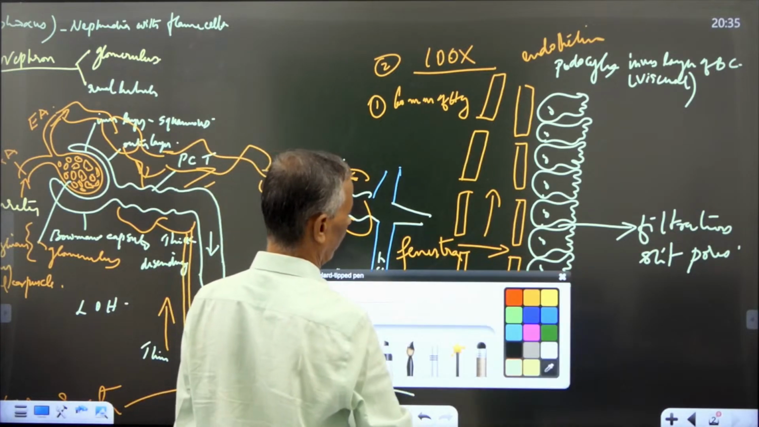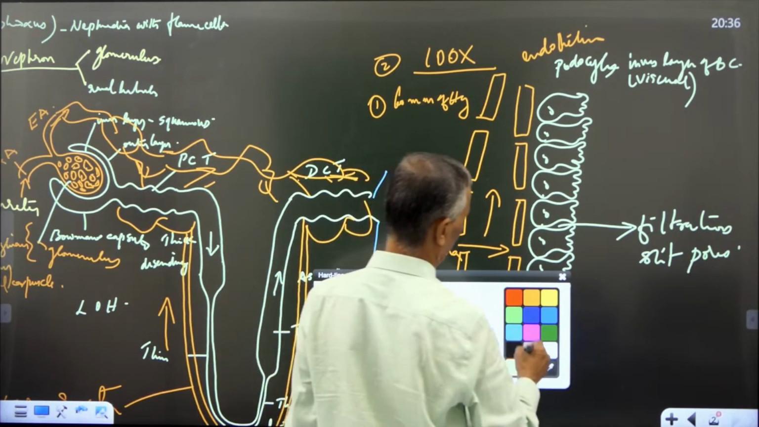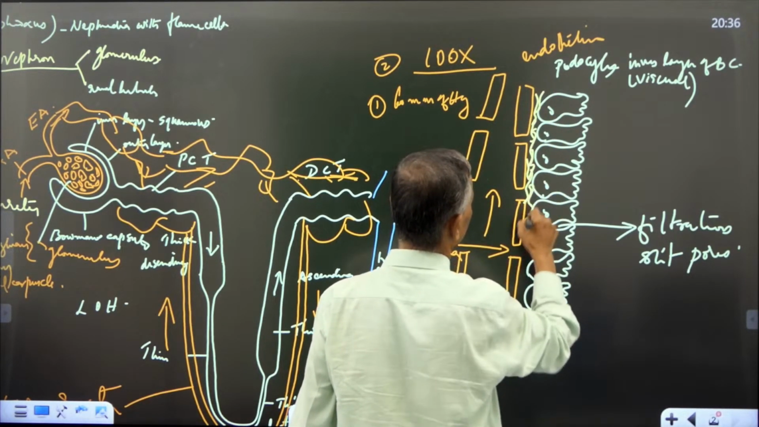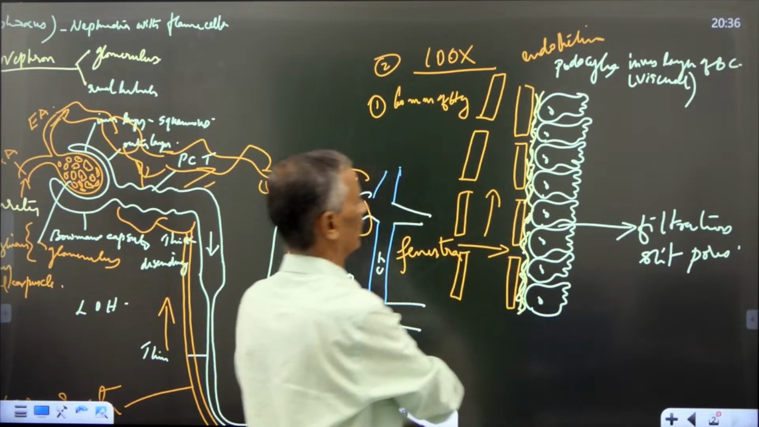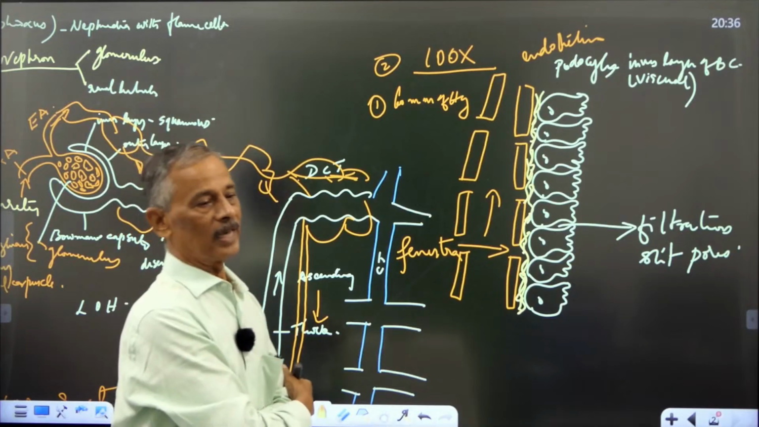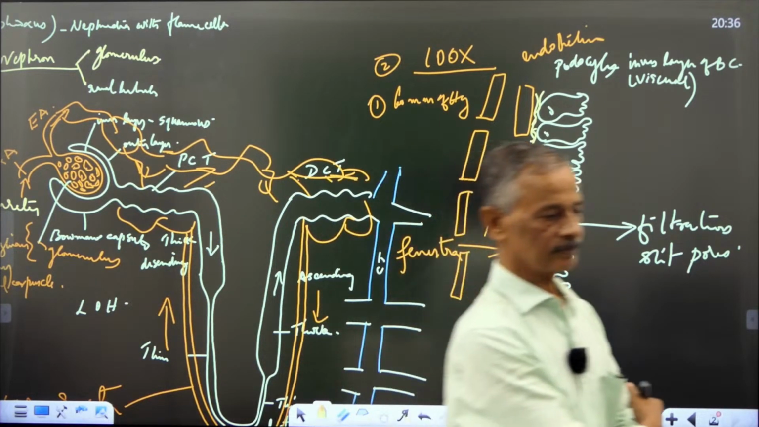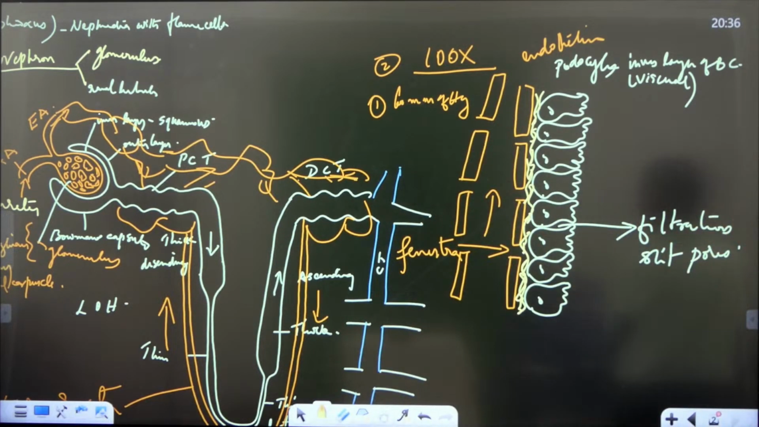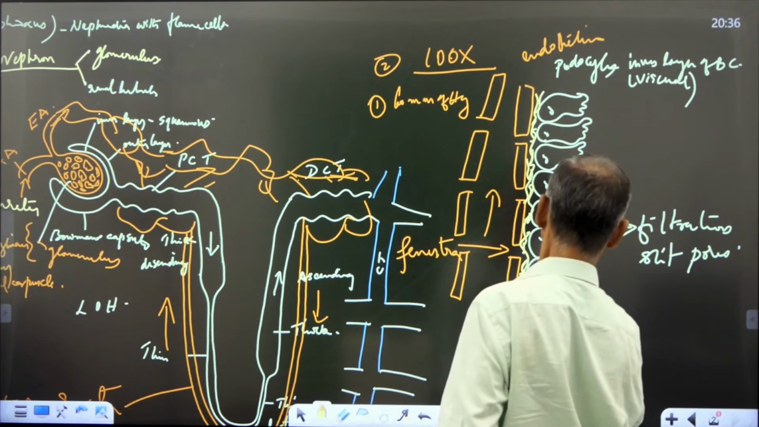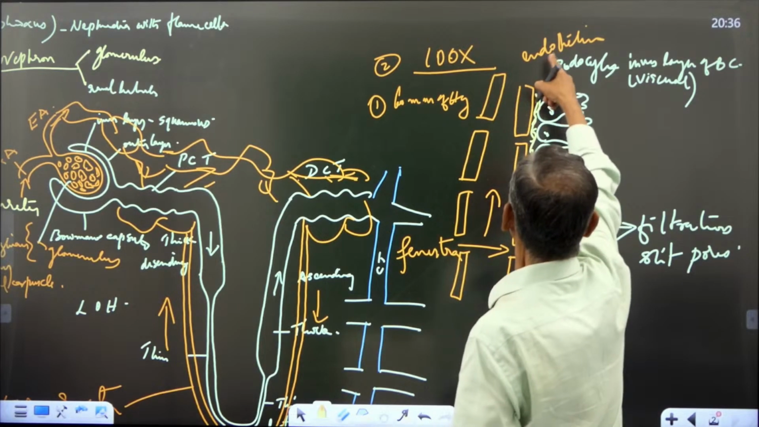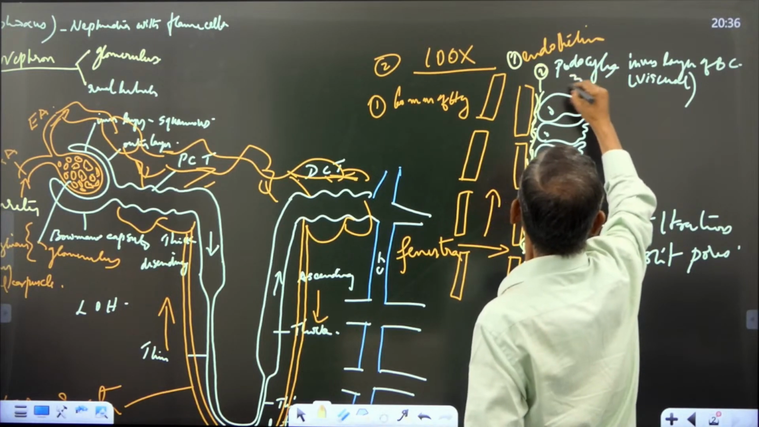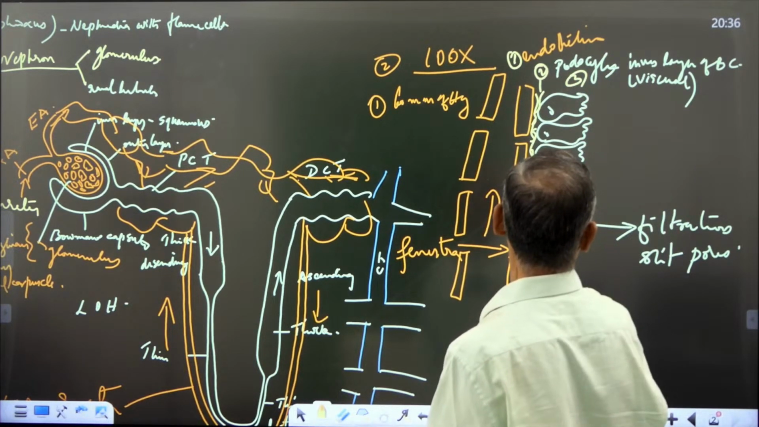These two layers of epithelium are connected together by a thin layer of gelatinous, jelly-like material. Okay, so that is the thin layer of matrix. So this is the matrix, 3 layers. What are the 3 layers? 1, endothelium. 2, matrix. 3, inner layer of Bowman's capsule.